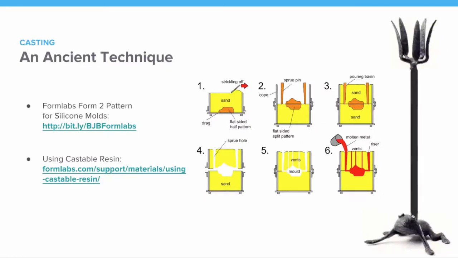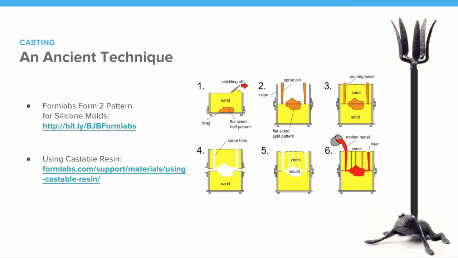The next major process is casting. This has been around for thousands of years. The frog thing on the left is actually the oldest known casted part. It's made out of copper, and it's from the year 3,200 BC, so it's over 5,000 years old.